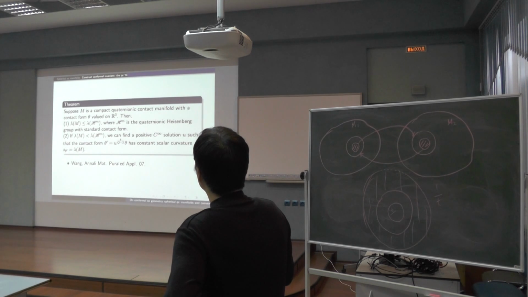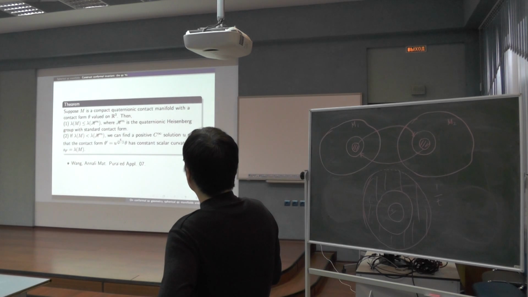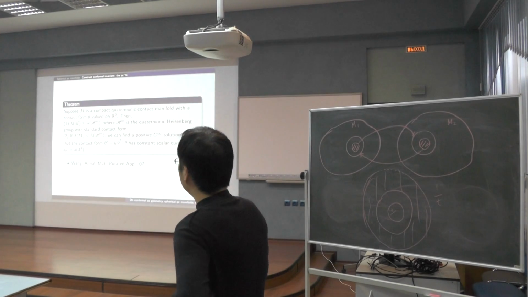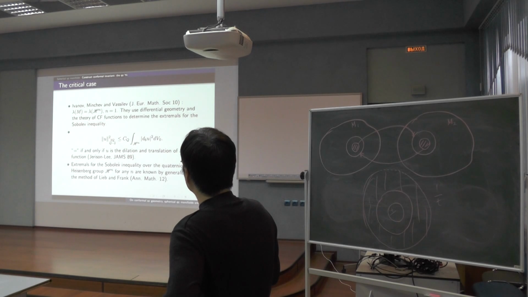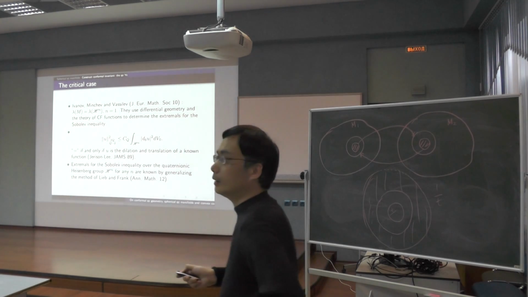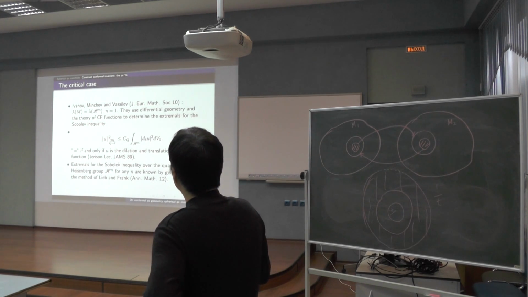So many years ago, I studied this problem, and the result is the Yamabe invariant is less than or equal to the Yamabe invariant of the quaternion Heisenberg group. If lambda M is less than lambda H, then the problem can be solved. So in our paper we need this result. So lambda M less than lambda H_n is called the subcritical class. And the critical class means lambda M equal to lambda H_n, the Yamabe invariant of the group. This is the much more difficult case.